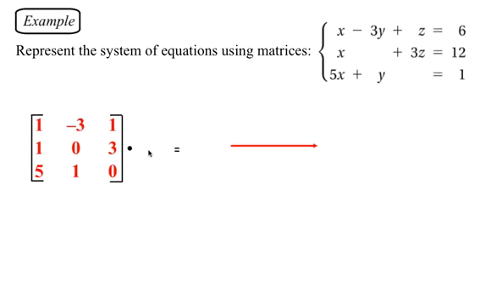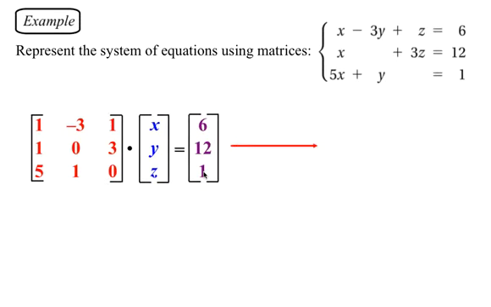The second matrix is the variable matrix, and our variables are x, y, and z. And the third matrix is the right-hand side, or our constant matrix, made up of 6, 12, and 1.